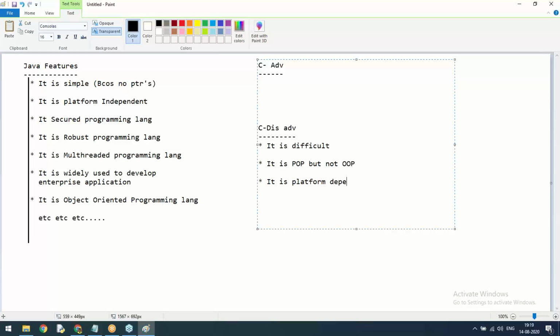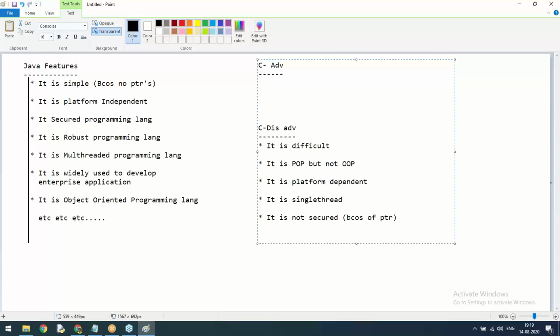Platform dependent. Correct, sir. Next, it is not single threaded, not secure. Very good. Why is C not secured, sir? Because of pointer. Sir, performance is good.